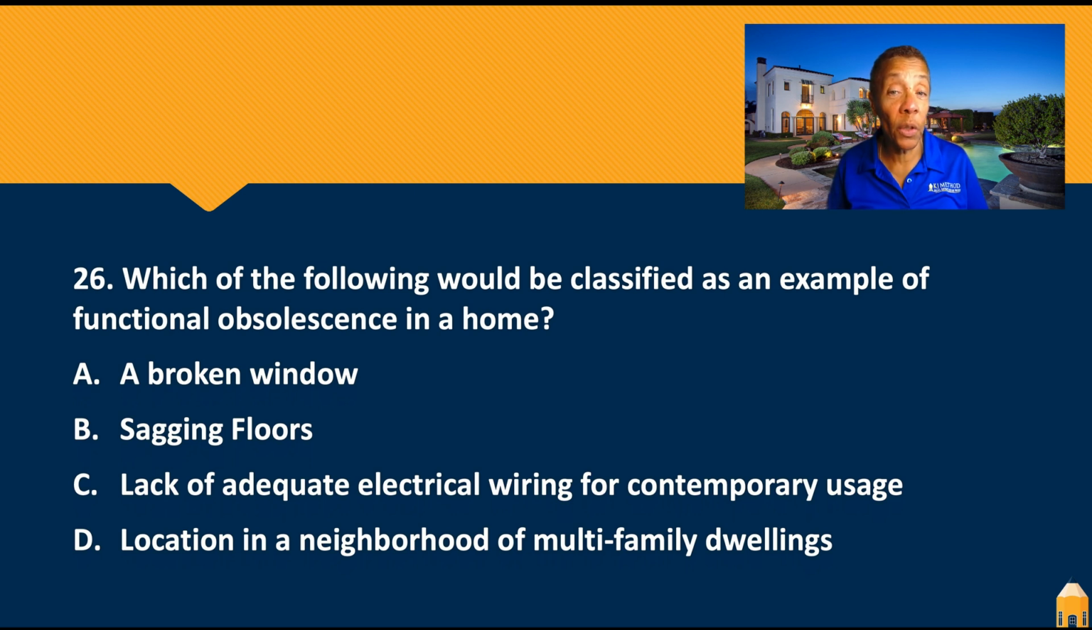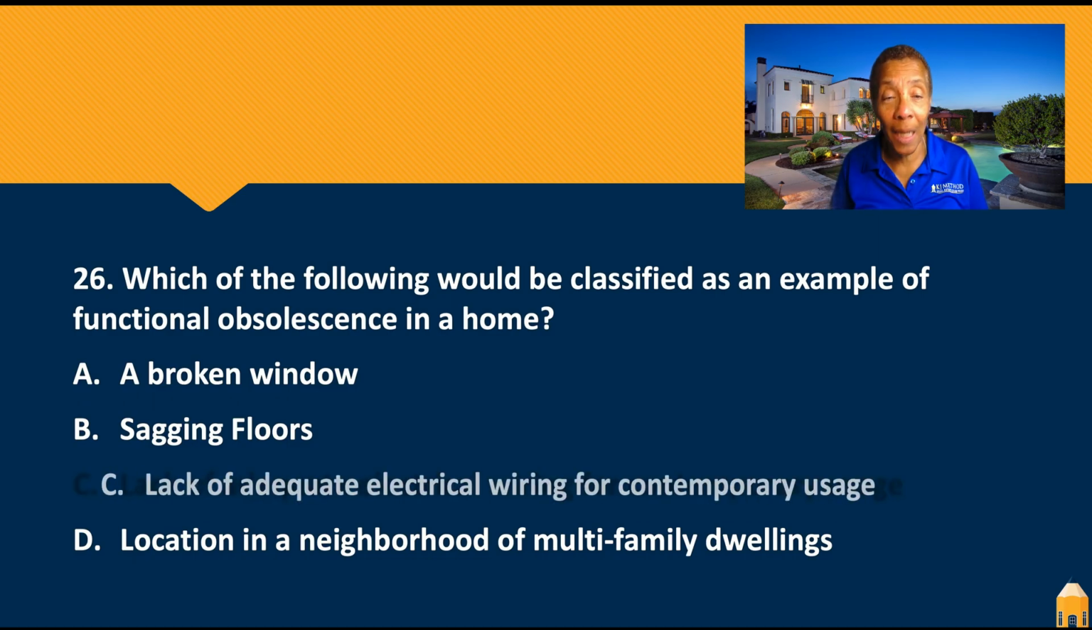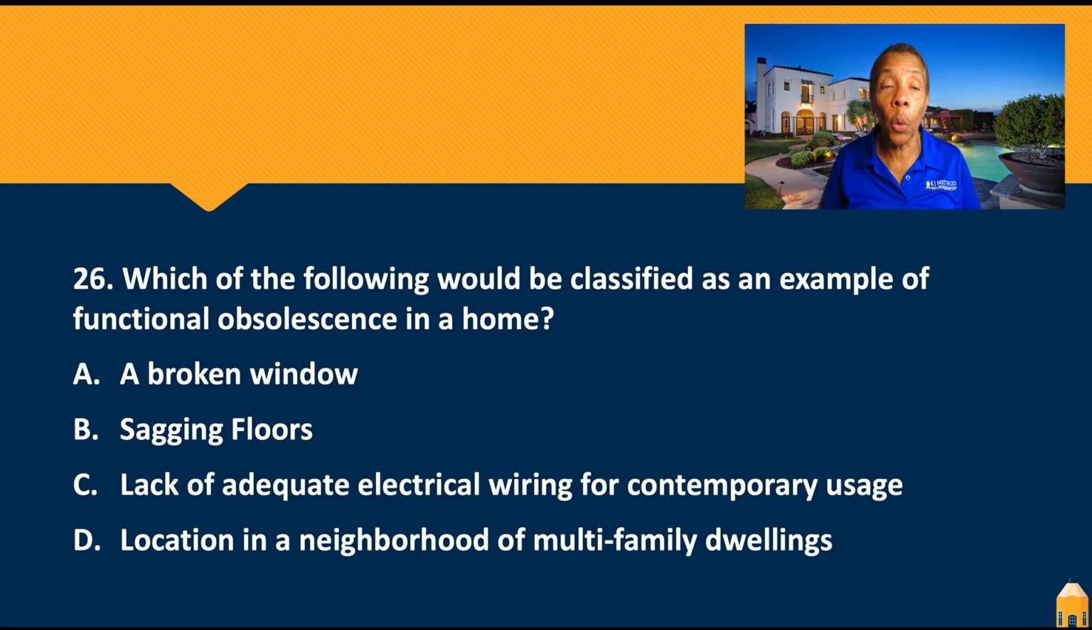Well, we talked about this. Functional is how the house functions. The other context clue that I told you about when you're looking for functional is this word contemporary. Lack of adequate wiring for contemporary usage. Just going over A and B, if your window is broken or your floors are sagging, that is physical deterioration.